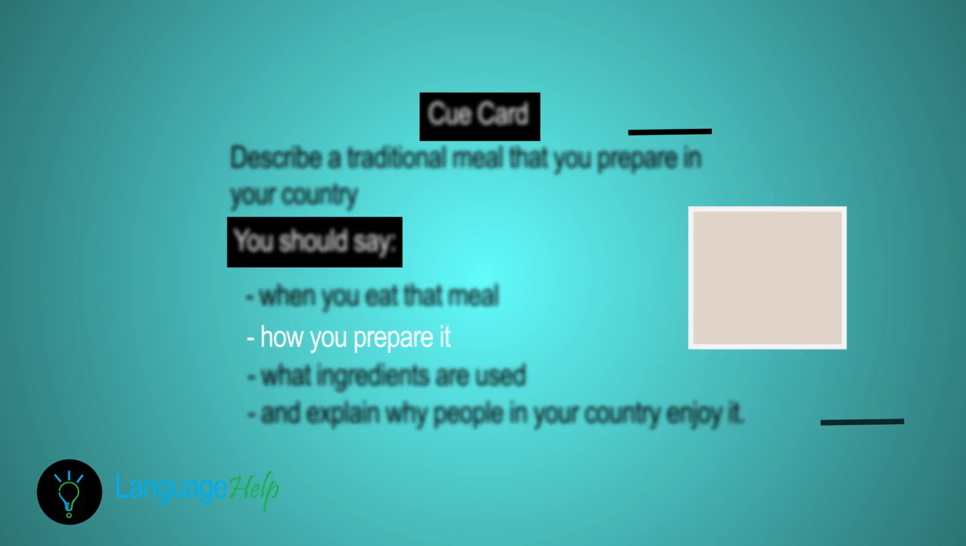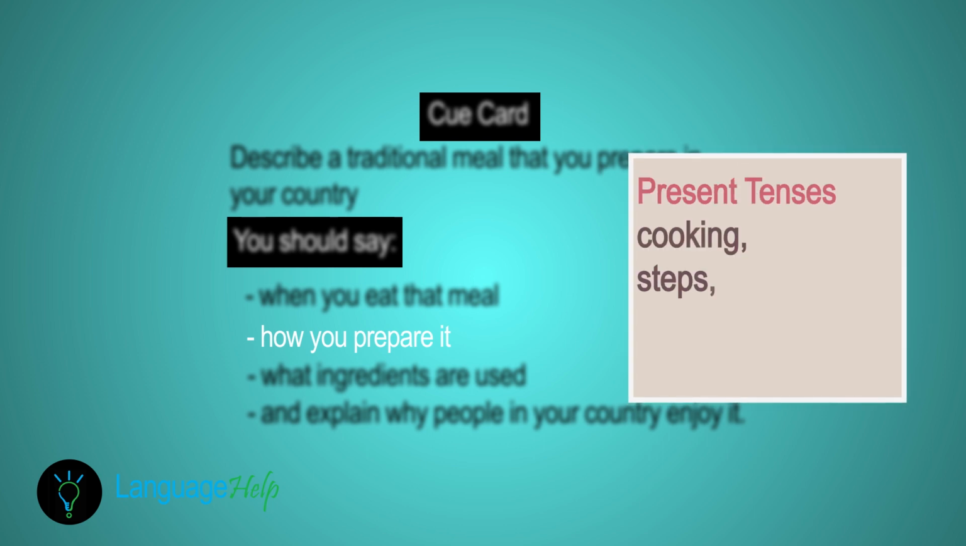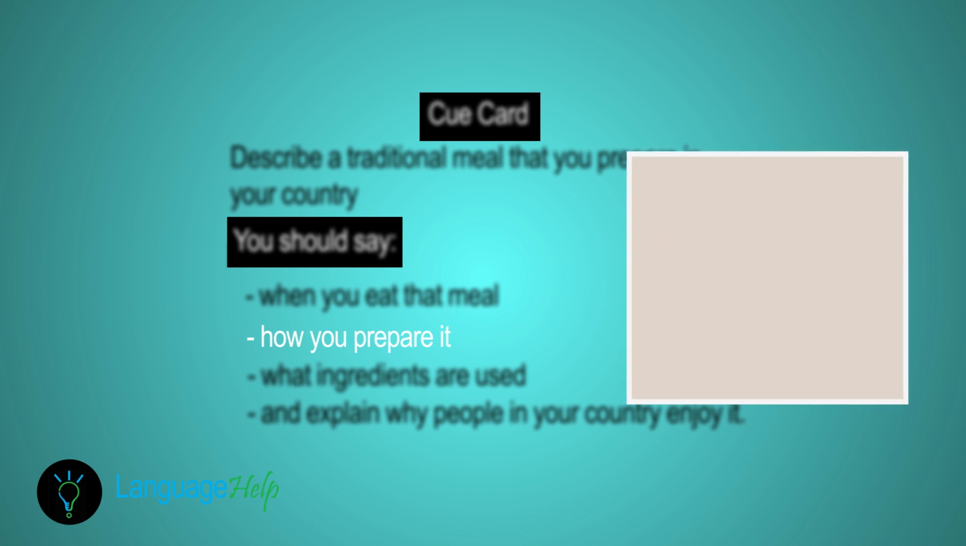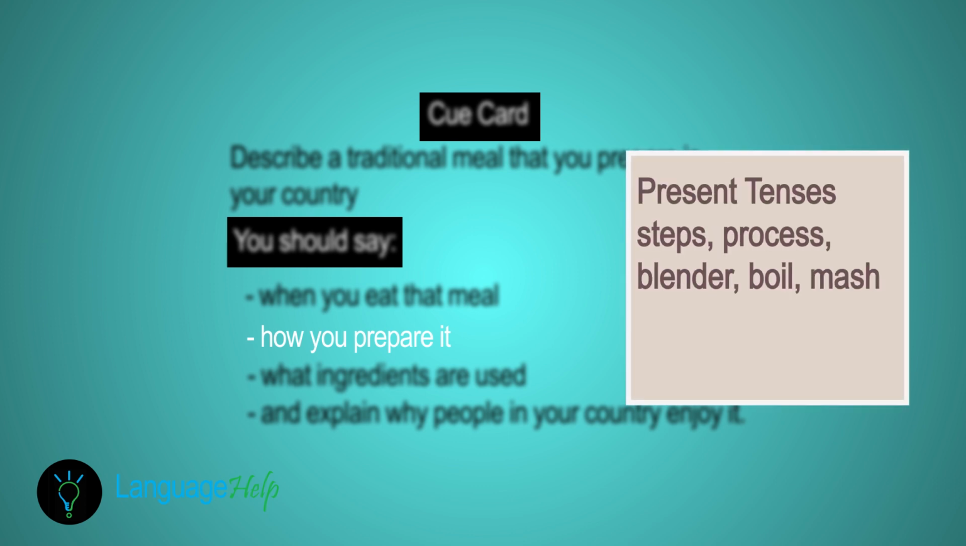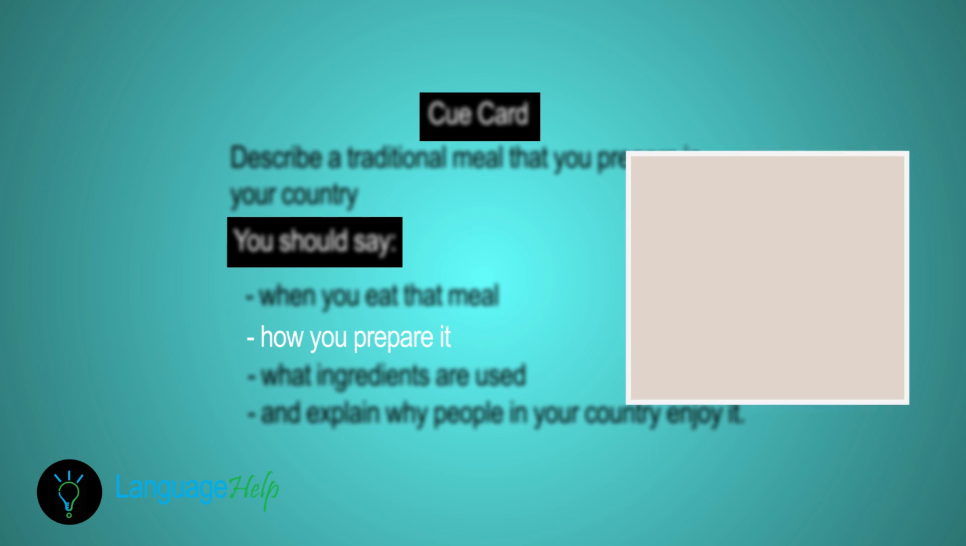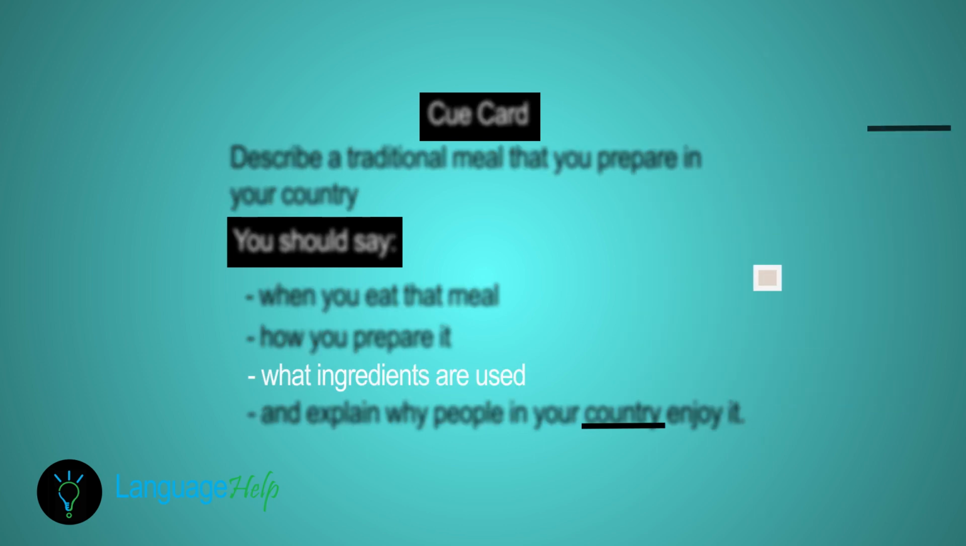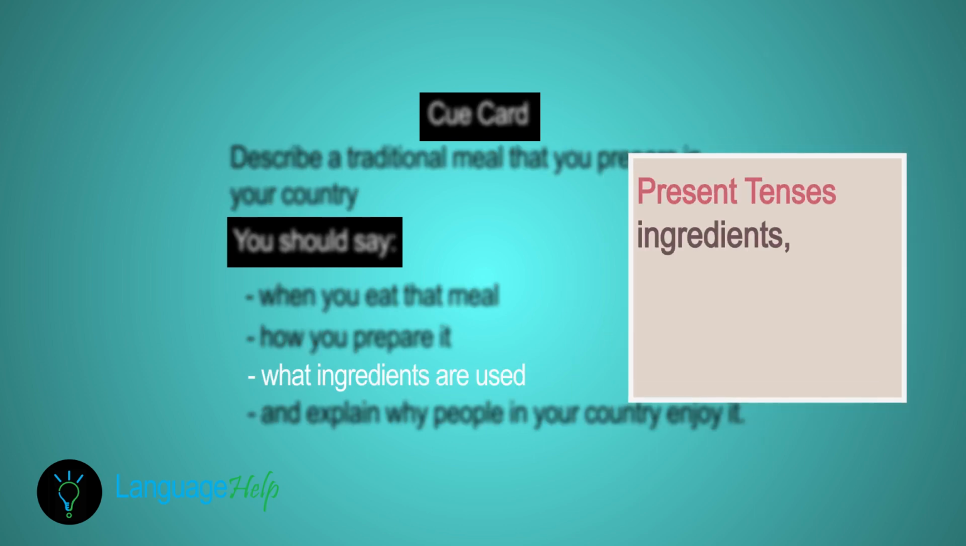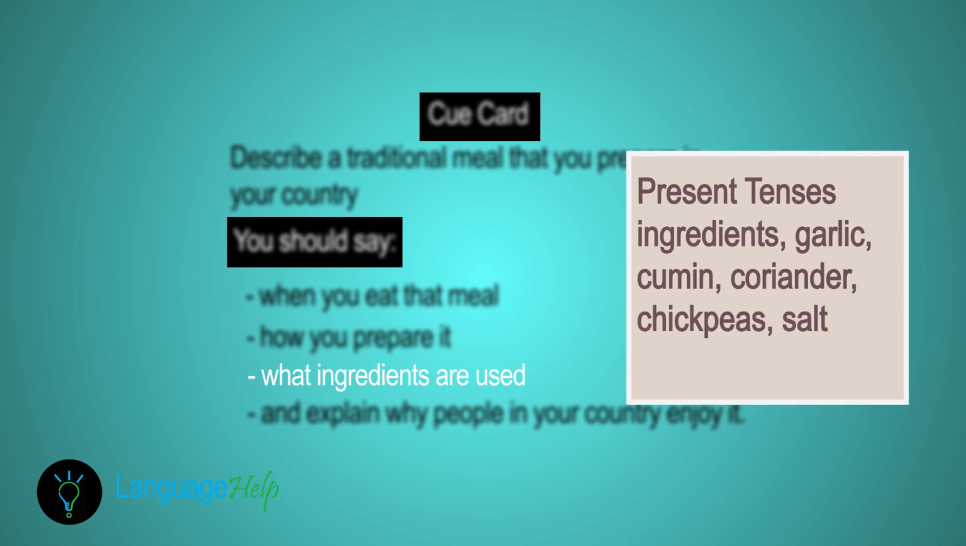The second cue wants us to talk about how we prepare it. The first step is always to establish the tense. In this case, I'll be using the present tense. Here we are thinking of procedures, instructions, and preparation steps. In cooking, these steps include blending, mixing, boiling, and so on. The third cue wants us to talk about ingredients. Again, the tense is the present. And I'll be trying to remember vocabulary related to herbs, vegetables, and stuff that goes into the falafel.